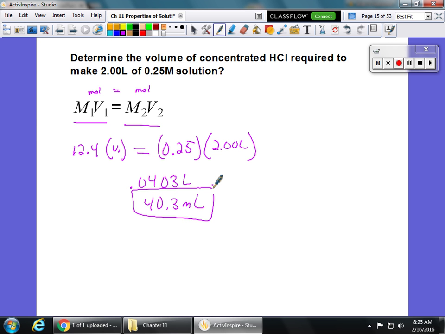So if the question asks you how you would go about doing that, you would want to talk about what you would use to measure the volume, maybe a burette for the concentrated acid or a pipette of some kind, and then diluting it in a volumetric flask to a total volume of 2 liters.